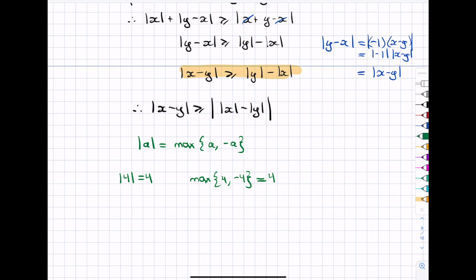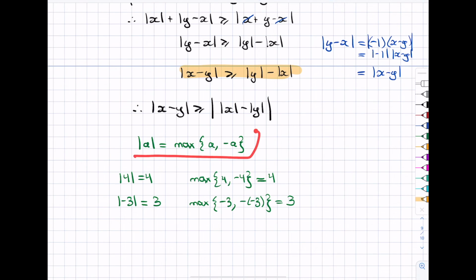Let's try it with a negative number. Let's say -3. The absolute value of -3 obviously is 3. And the maximum of this set, -3 and 3, is equal to 3 as well. So it's pretty obvious that it works for positive and negative numbers. And so this is another way that we can define what the absolute value of a real number is. It's just the maximum of the number or the negative of that number.